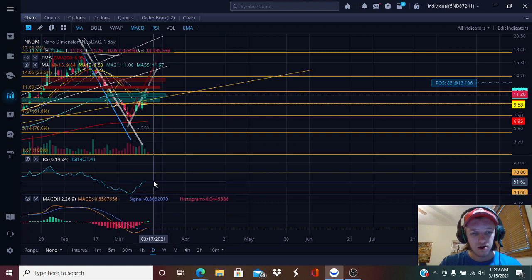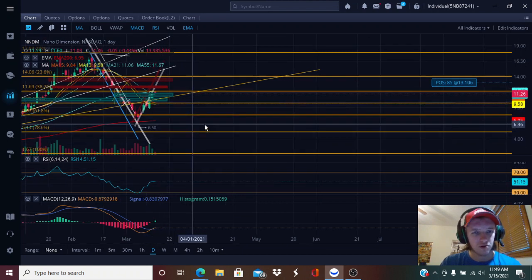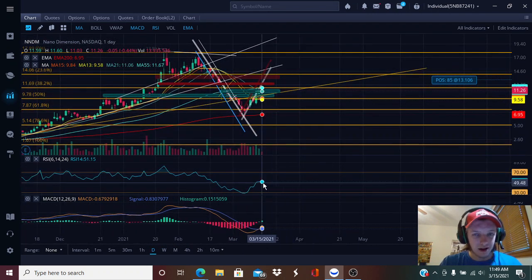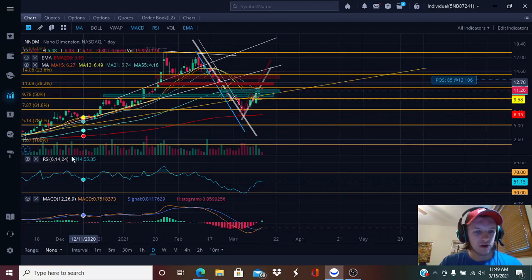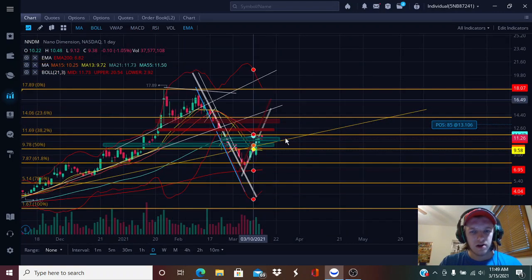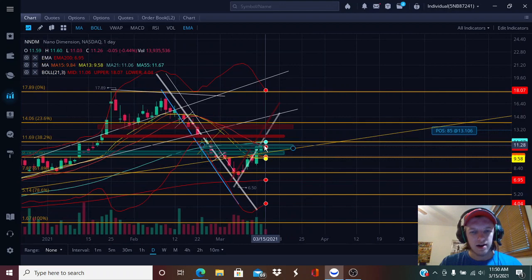Taking a look at the daily relative strength index, we're looking at 55. We're neutral, so we have plenty of room to go up. All right, let's look at the Bollinger Band. Let me maximize this for you, so it's a little easier to see. The middle Bollinger Band is trading at $11.06. So we have plenty of upside.